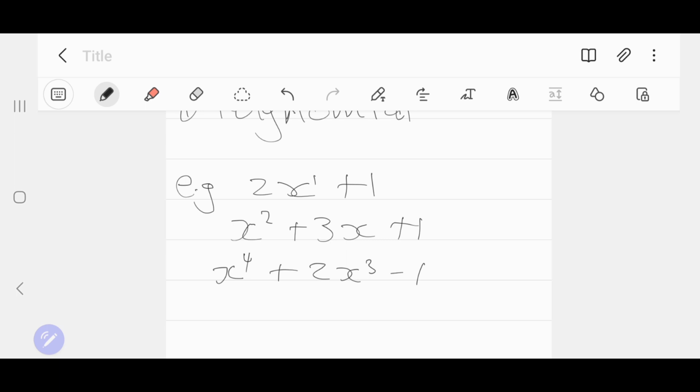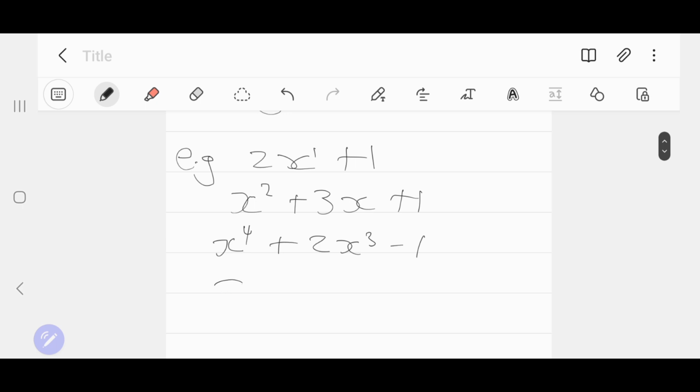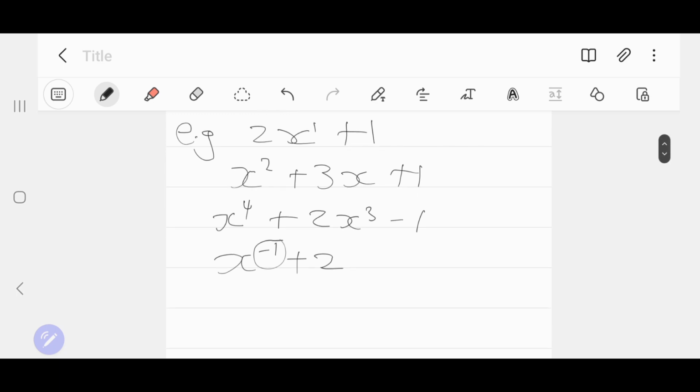So then, what is not a polynomial function? This is not a polynomial function, people. This is not a polynomial function because the power, people, is not a positive number. This also is not what, people? A polynomial function. This one is not what? A polynomial function, people.